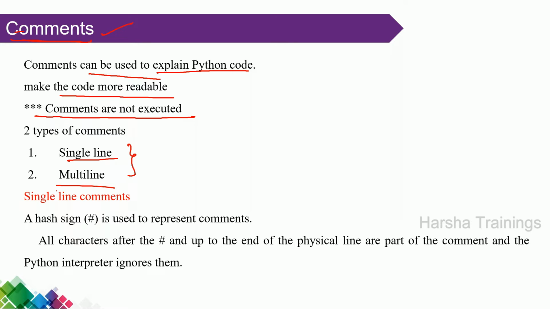This is a normal code. Generally, we write the normal code. Whenever a comment occurs, the comment starts with the hash sign. So the hash sign is used to represent the comments. All the characters after the hash, and remember this is single line, up to the end of the physical line are part of the comment and the Python interpreter ignores them.